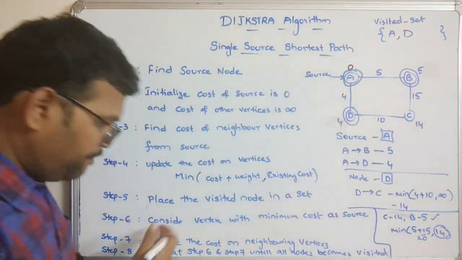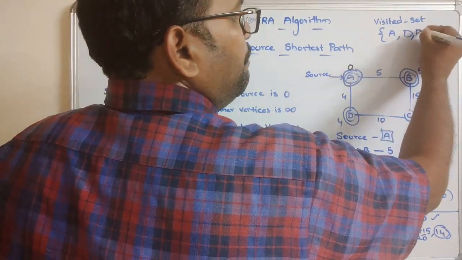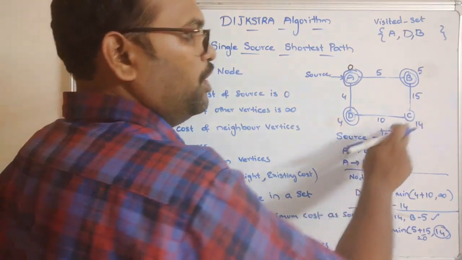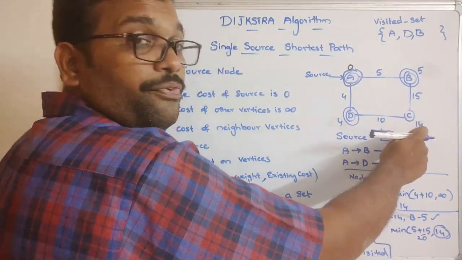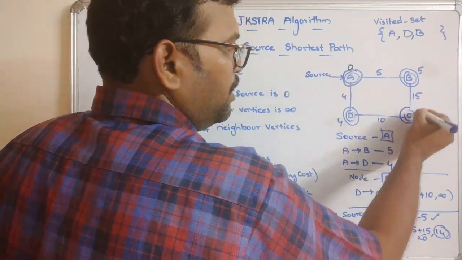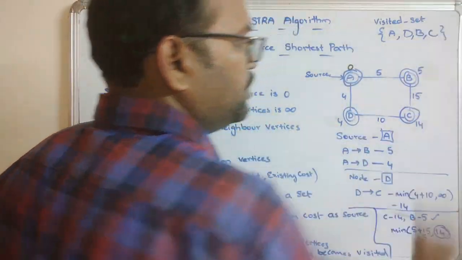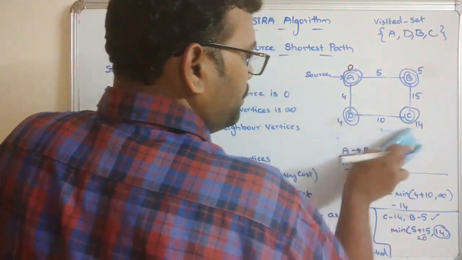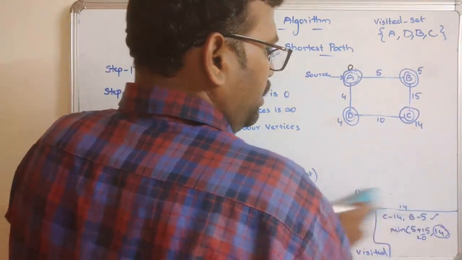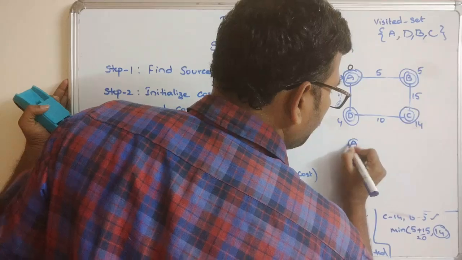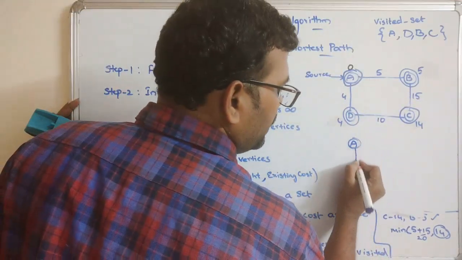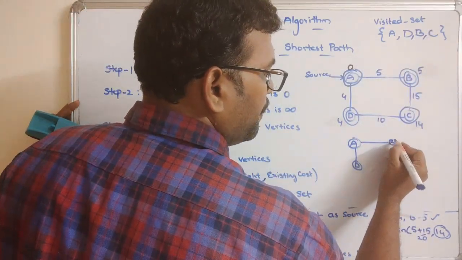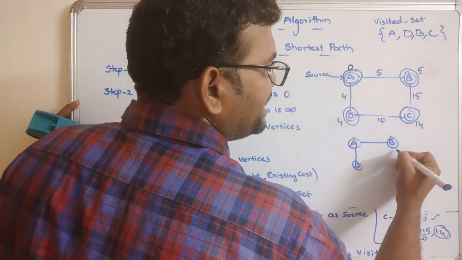And then repeat the same thing. So add here B, right? And repeat the same thing. Consider a vertex with the minimum cost as source. Only one node is there, that with 14. So consider the same thing and go with this one, right? So what is the order we have done? Simply go with the order. First we have seen A as a source. From that we have visited D. From that we have visited B. From that we have visited C.